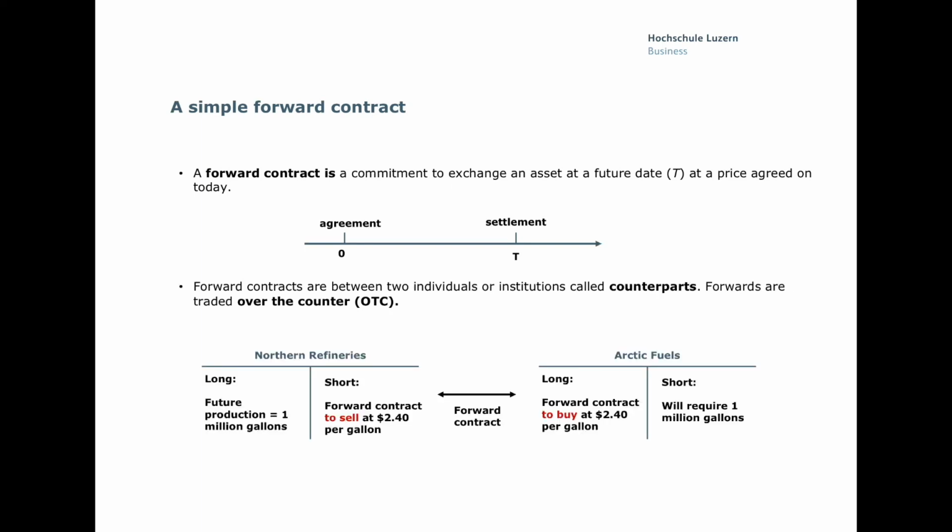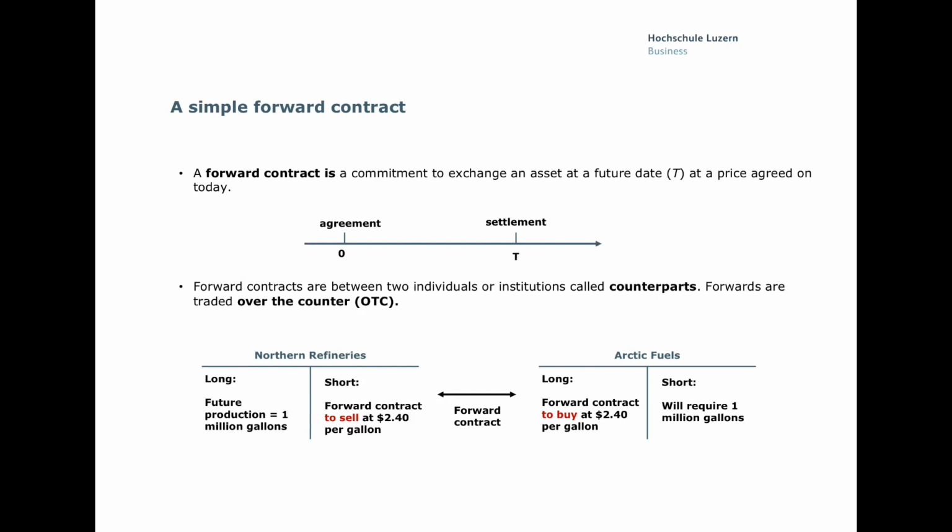Let's consider a short example of a forward contract on heating oil between Northern Refineries and Arctic Fuels. Suppose the forward price of $2.40 per gallon is fixed today, but payment and delivery occur later in the year, say in December. In this context, Arctic, which has agreed to buy in December, has the long position in the contract, while Northern, which has agreed to sell in December, has the short position.